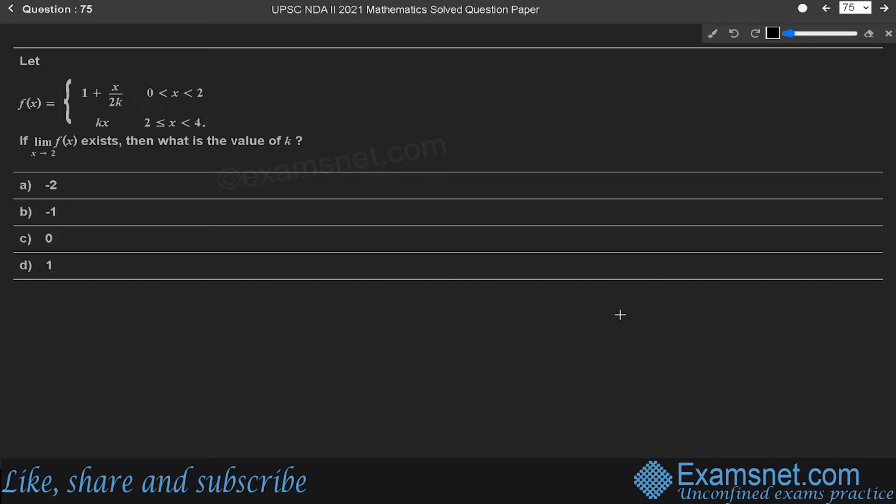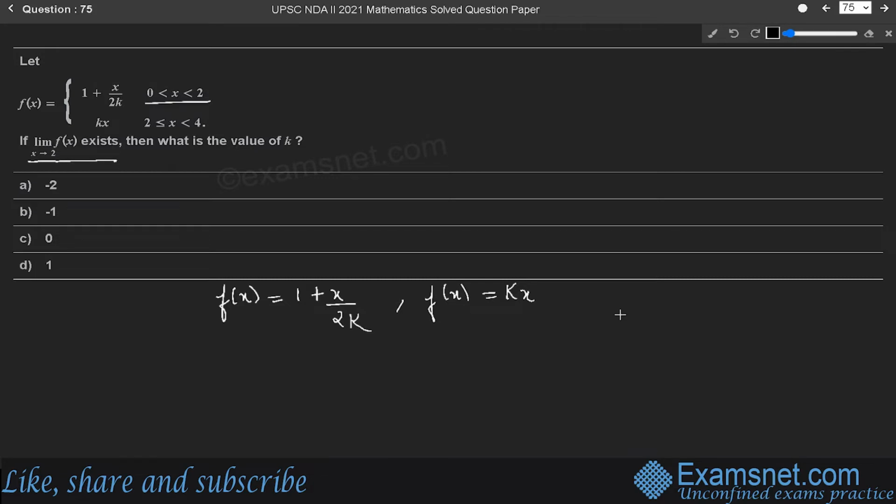Next question is, let f of x is equal to 1 plus x by 2k when x lies between 0 and 2, and f of x is equal to kx when x lies between 2 and 4. If limit x tends to 2 f of x exists, then what is the value of k? It means that they are asking that if this limit exists, then what will be the value of k? So we have to find the value of k here.